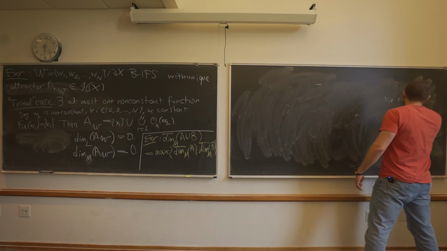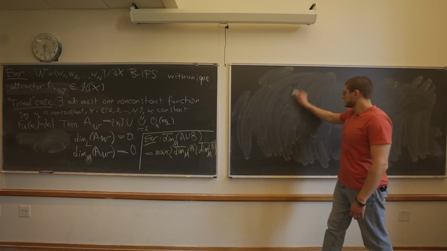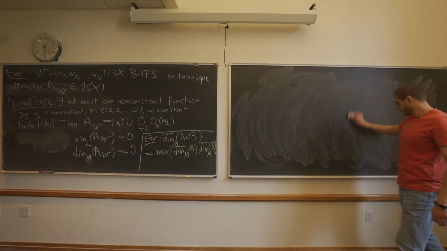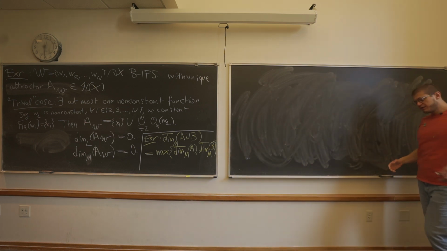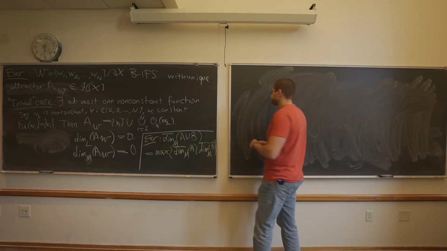Okay. So the second heuristic for Minkowski dimension. And this is also related to why often people call this box dimension.